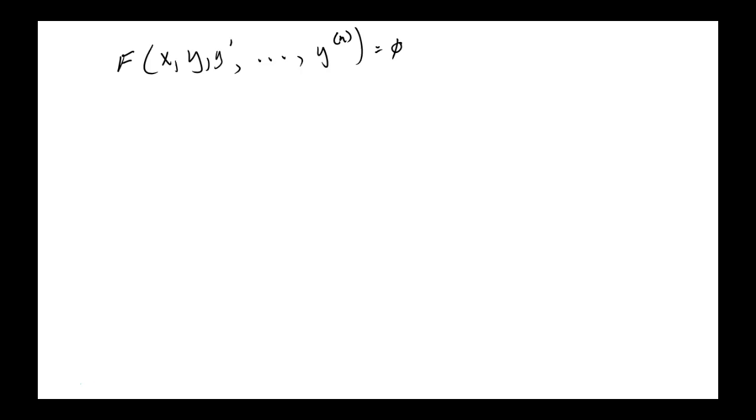Now, that's kind of a weird notation. This is saying all the dependence on x, all the dependence on y, and all the dependence on every one of your derivatives is all on one side of the equation. Therefore, leaving on the other side is 0.